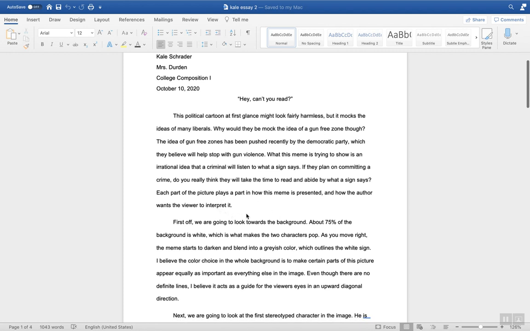I think that you have the beginning of a thesis. I do wish that your general claim was more narrowed. So you see each part of the picture plays a part. So you got some repetition here you need to clean up. So it would be better suited if you identified the specific visual techniques that the author is using and more clearly identified what the argument is.